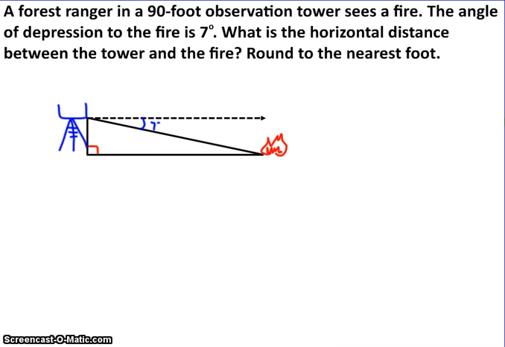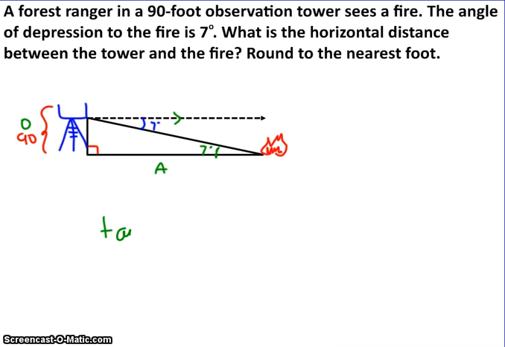So, how far away is it? Well, the tower is 90 feet. Now, if this is 7 degrees, this angle here must also be 7 degrees. The ground and the horizontal viewing are both parallel to each other. So, I can look at this triangle here and say 7 degrees, opposite is 90, and I'm looking for my adjacent, how far I am.